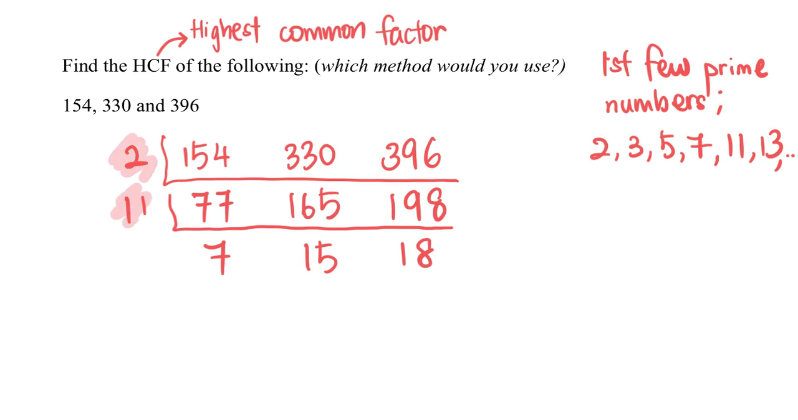So, the highest common factor will be 2 times 11, 22. 22 is the highest common factor for these 3 numbers.